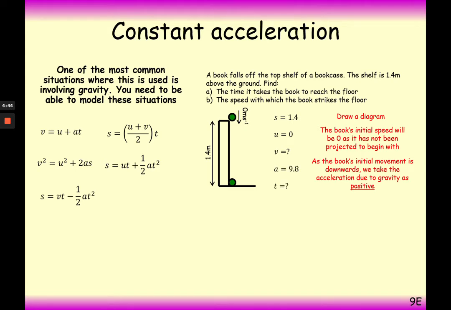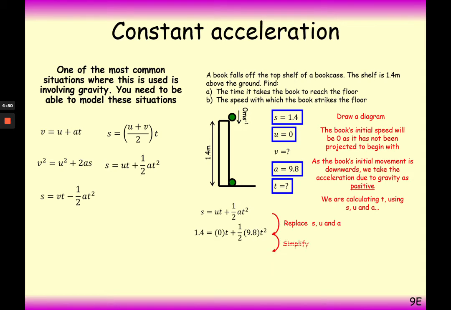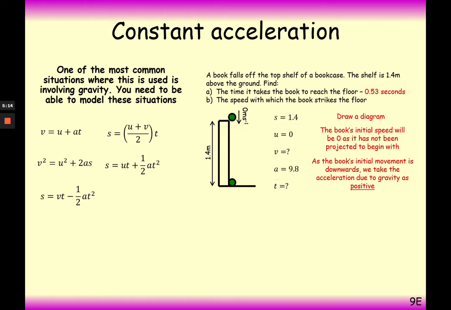So we're trying to find t, we've got s, u and a, so s equals ut plus half at squared. Sub in the values we've got, and solve it. Now we get two solutions here effectively. When we take the square root, we would get positive and negative. Obviously we're going to take the positive one because we're not travelling backwards in time. Theoretically, if this continued its journey backwards, it would be at 0 again at the negative value. But we're going to take the positive one, so t is 0.53 seconds, to two significant figures.